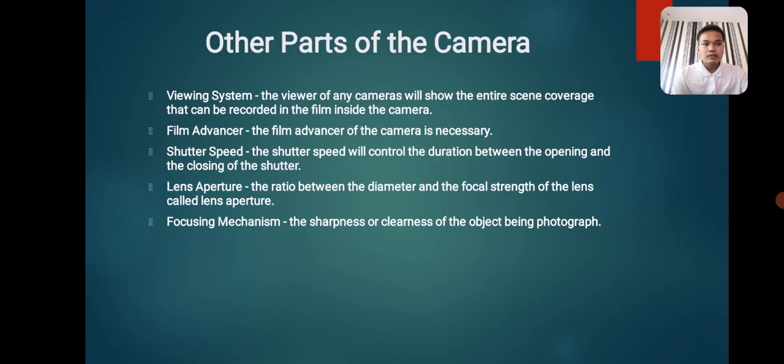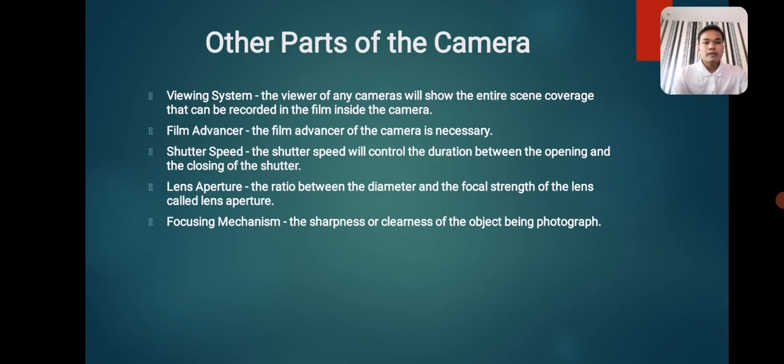Film advancer. The film advancer of the camera is necessary so that the exposed film can be transferred to take up spool, and unexposed film will be on the opposite side of the lens for another exposure.